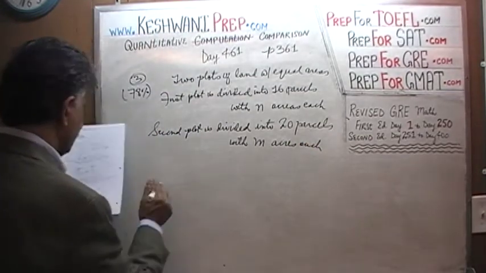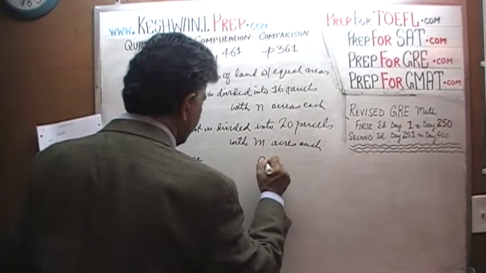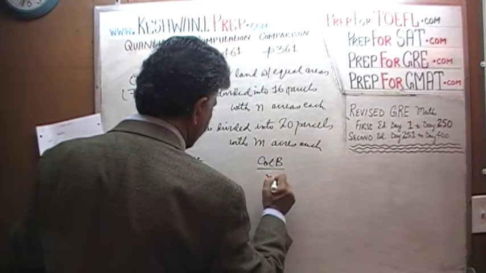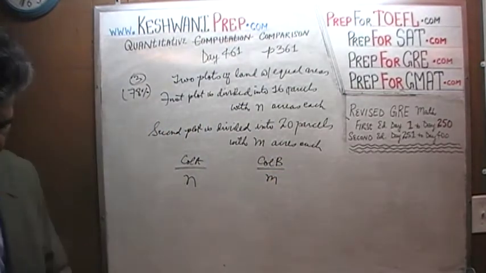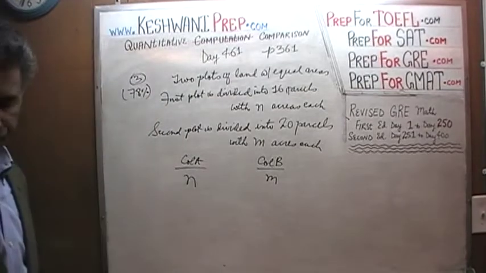In column A, we have n, and in column B, we have m. Again, I'll give you 5 seconds to pause and unpause the video. Do it yourself, okay?